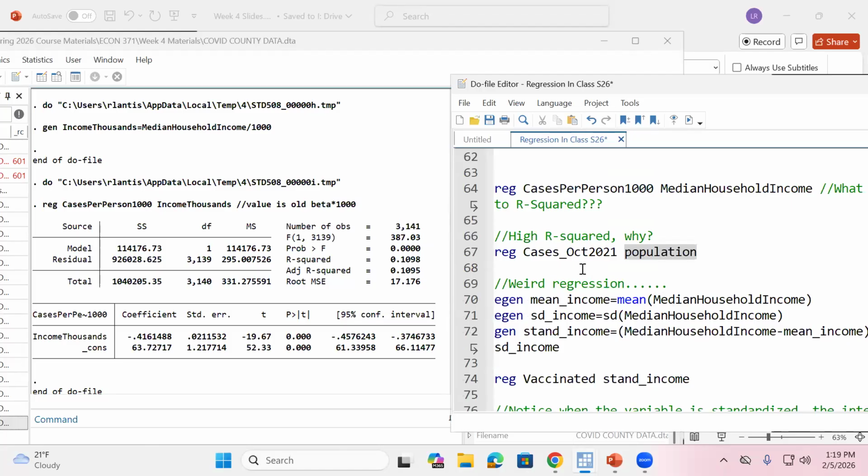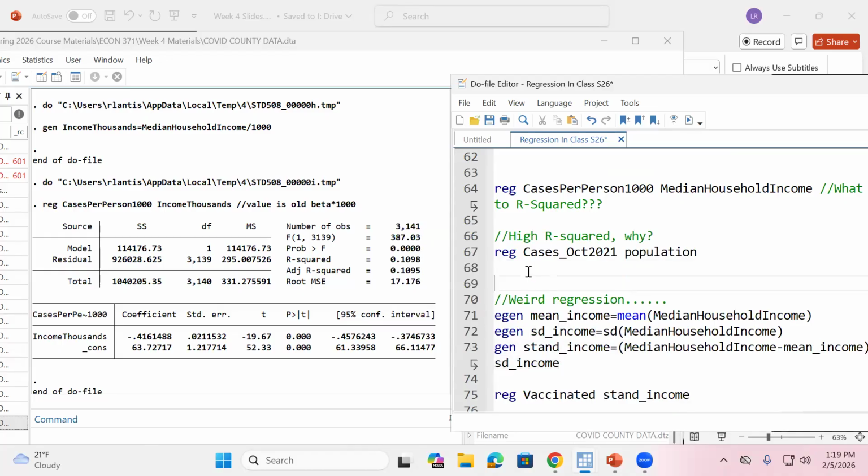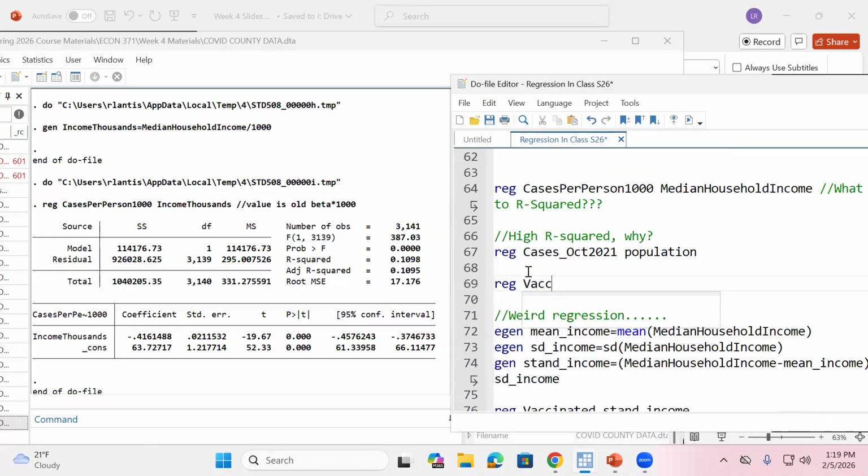I have kind of another unique example here. So let's do, I'm going to add this in here. Actually, I'll add it up here. Oh, not standard income. I want the median household income, right?